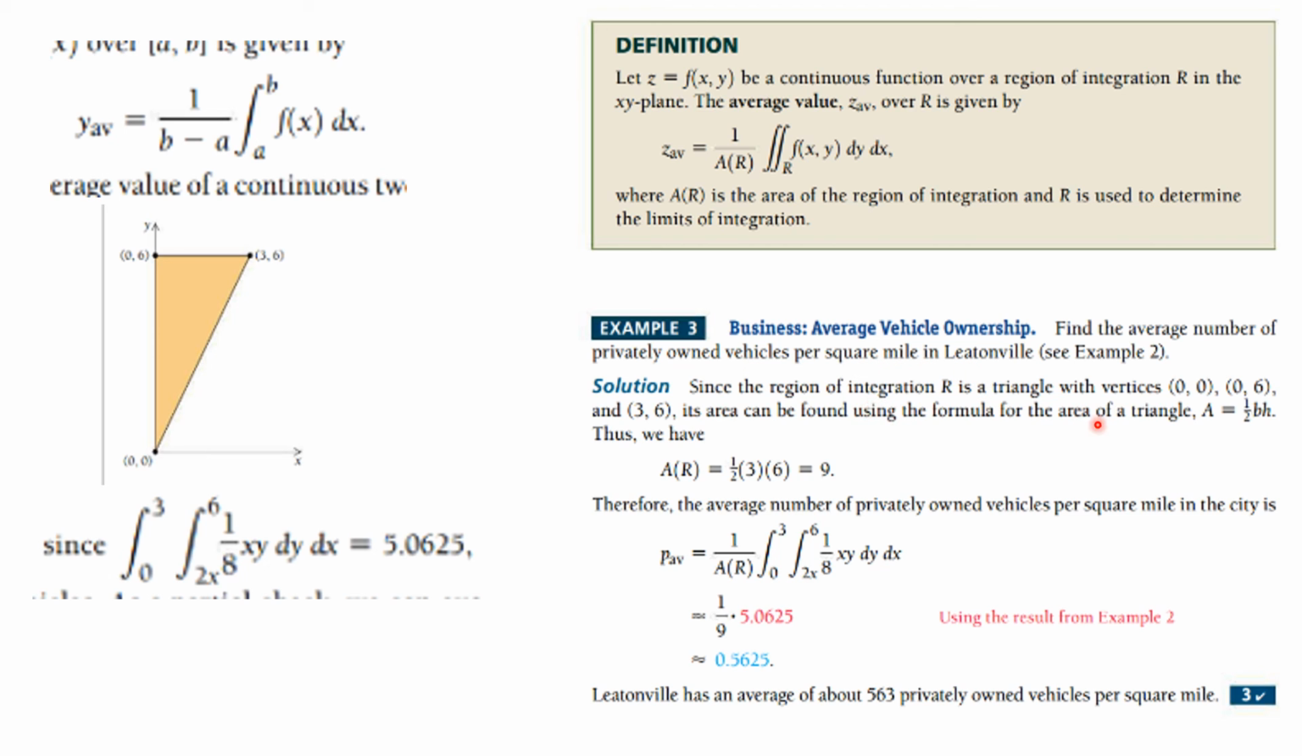So it's this triangle, and the area of a triangle is 1/2 the base times the height. So the base is 6 and the height is 3, but it's 1/2 the base times height, so the area of that region is 9. So this is going to be 1 over 9 times this iterated integral. But we calculated that before and we got this. So if we multiply those together, we get approximately this. So we have approximately 563 privately owned vehicles per square mile.